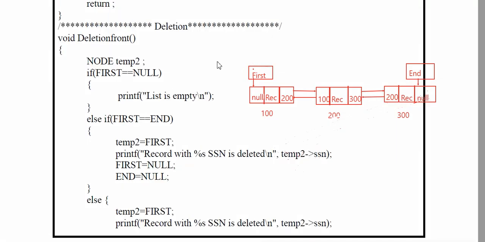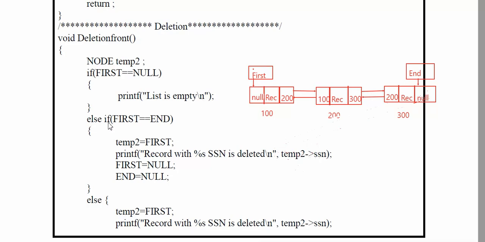Similar to our insert front and insert end operations, we have delete front and delete end operations. Delete front means the node which is at the beginning of the list will be deleted. So the function goes like this. We are going to create a temp variable, which is required to track the next node. If first is equal to null, we have no list. That means the list is empty.